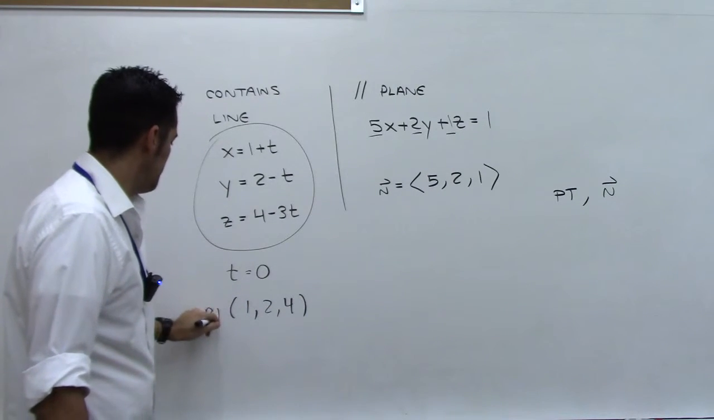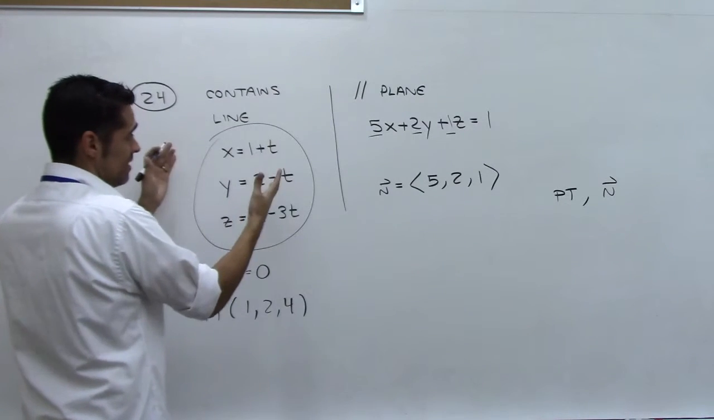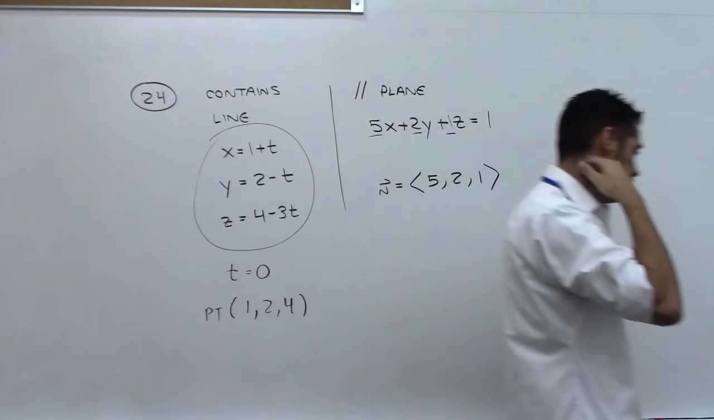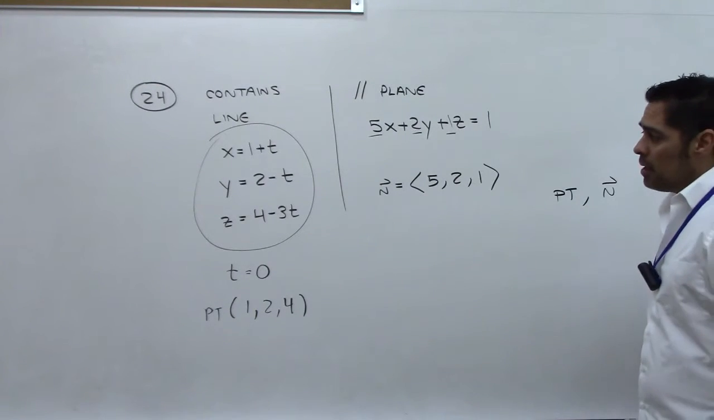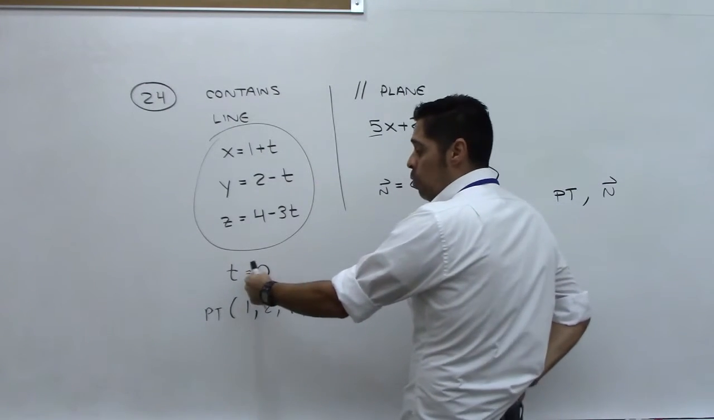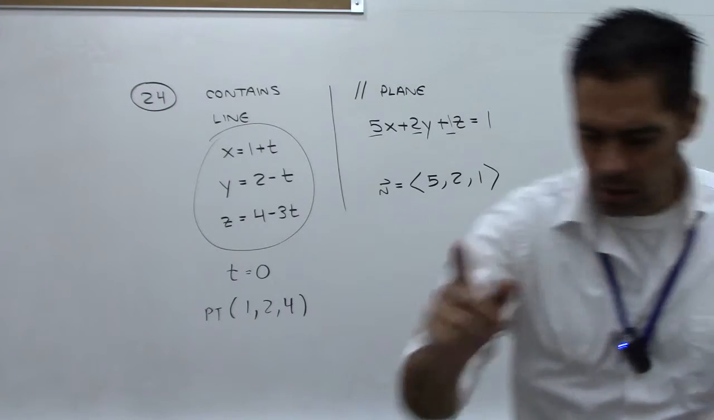So surely if that point lives on this line, and our plane contains the entire line, then that point lives on our plane. So we have a point and we have a normal vector. That's all we need. So someone else could have come in here and done this problem, and they could have said, hey, I'm going to let t be 1, and they would have a different point. Is that going to change our answer? I'll show you it's not.